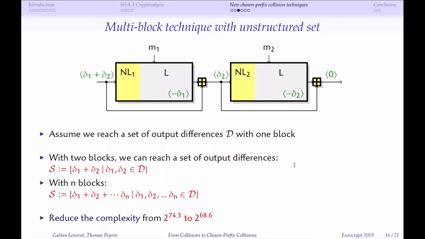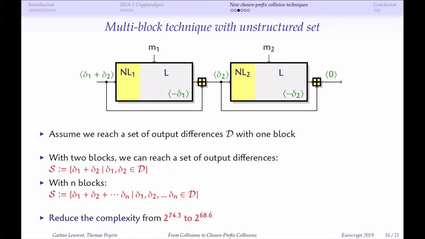Now the next trick is to use several blocks. As I explained, we don't have a nice structure on one block, so we cannot really have a nice set S that we can describe abstractly, like you need to have this and this bit to be zero. But if we're going to use two blocks, we actually know in advance the type of values that we can cancel.